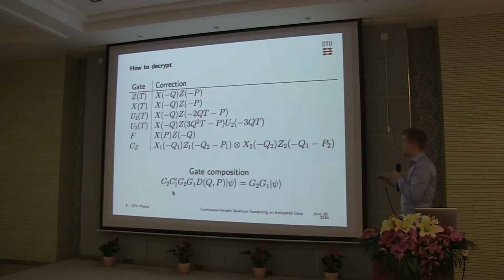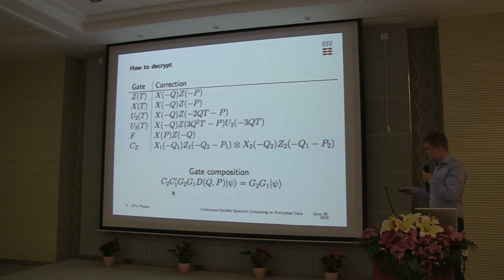Okay. So you'll notice here that for basically all of the gates, except the non-Gaussian one, the corrections are also just displacements, which is nice because we don't want the client to have too many quantum resources. So we don't want to require the client to have quantum resources. Except here for this one, where it turns out you do actually need the client to have squeezing.